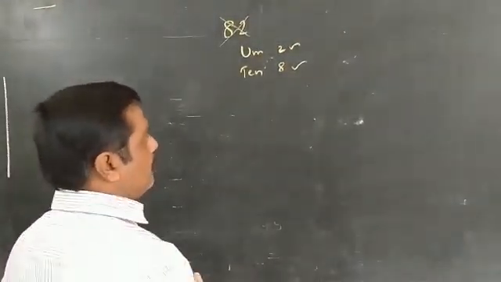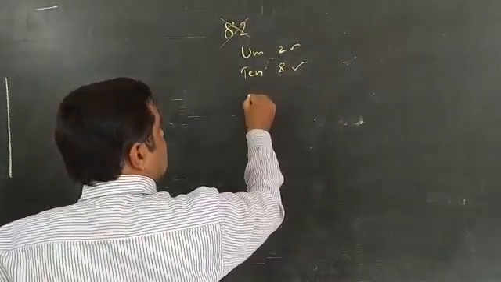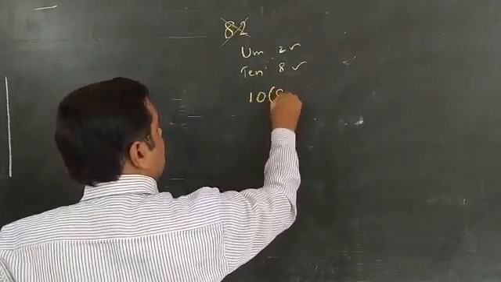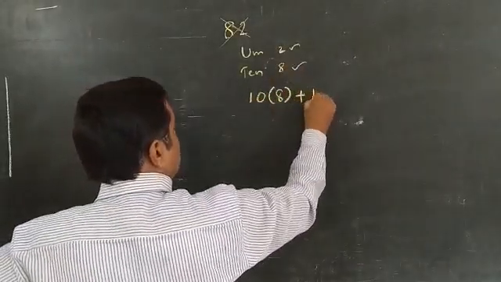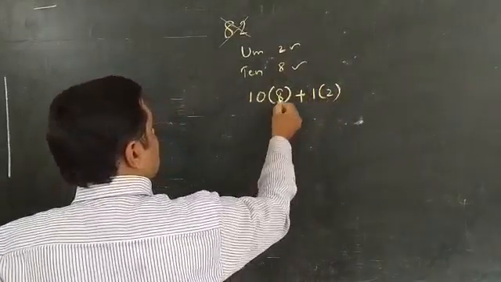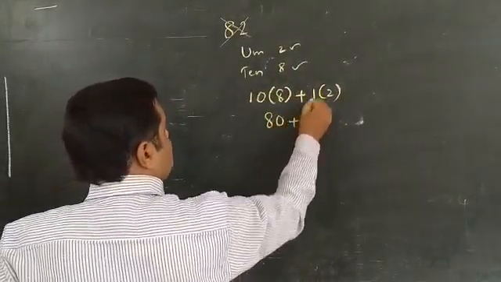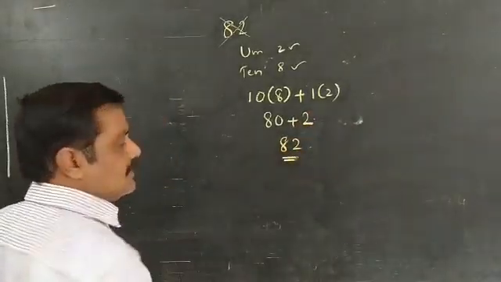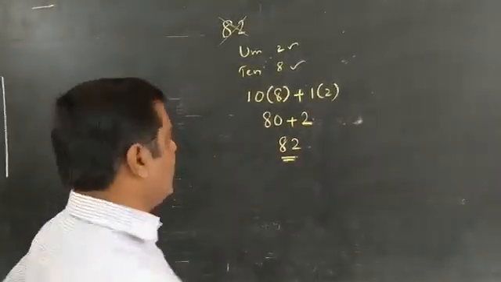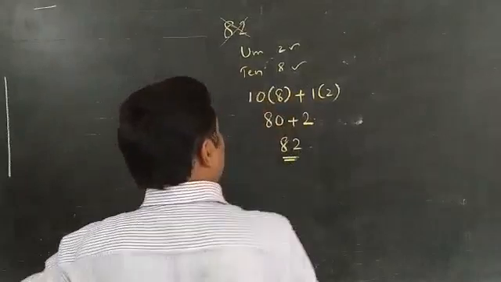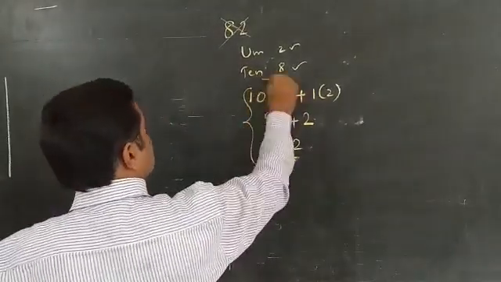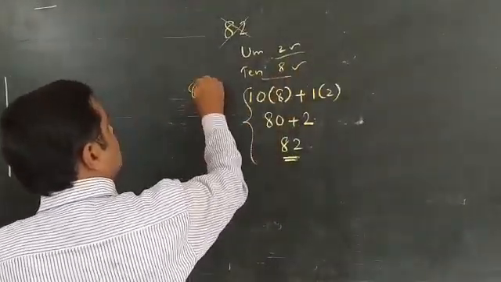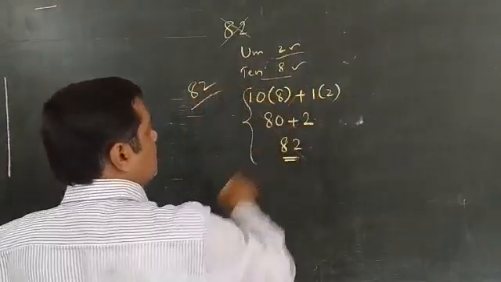How do we make the number? Tens place is 8 means 10 into 8. Ones place is 2 means 1 into 2. Then 10 eights are 80 plus 1 two is 2. It is 82. Is it clear? In the same way, we know this is the tens place and this is the units place.